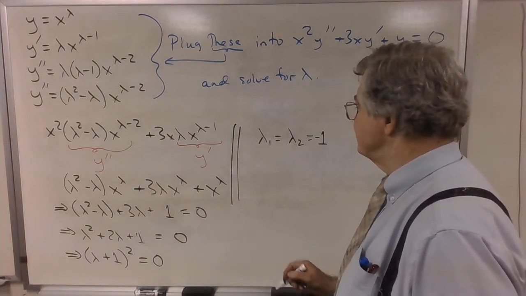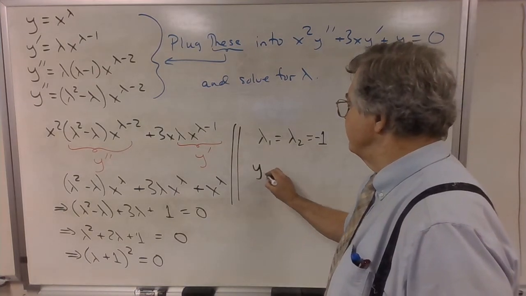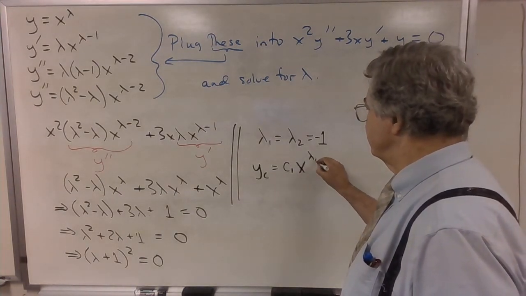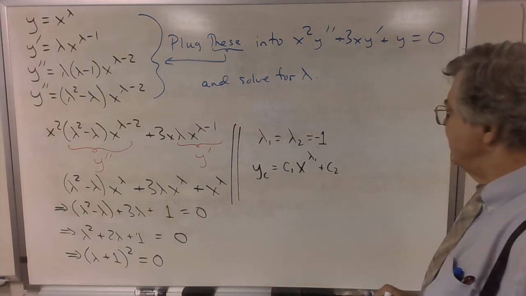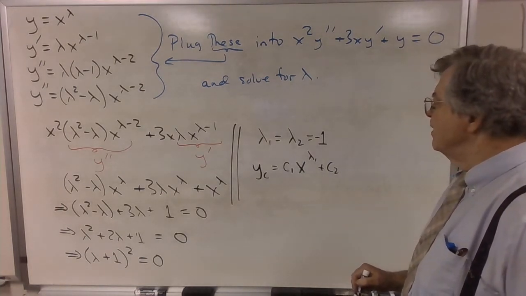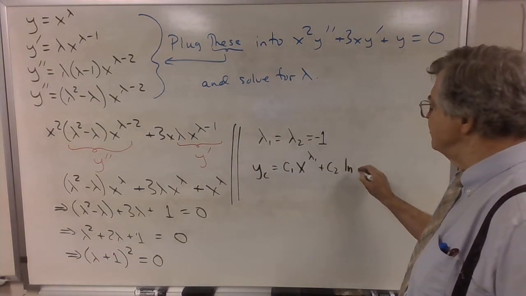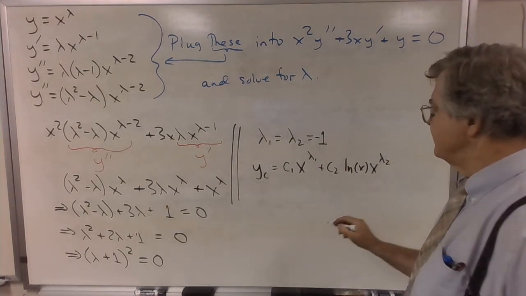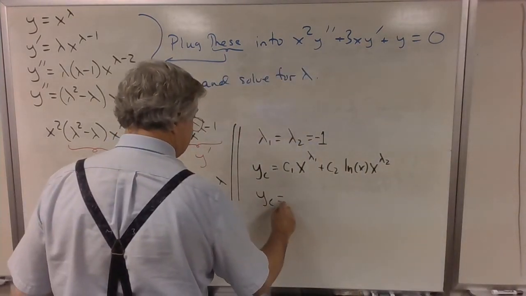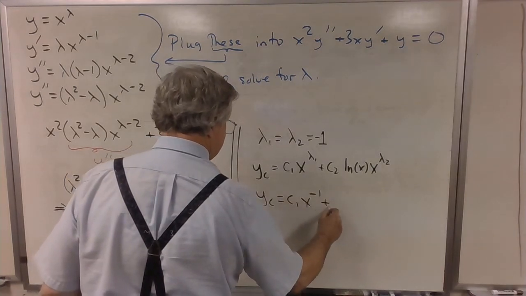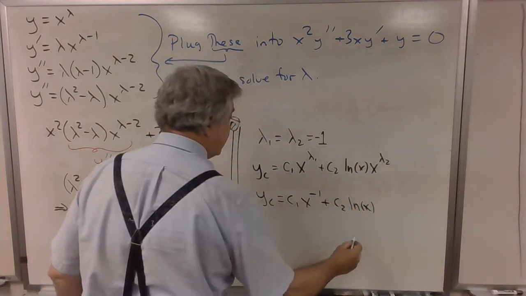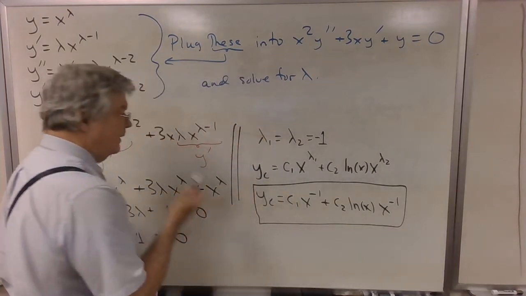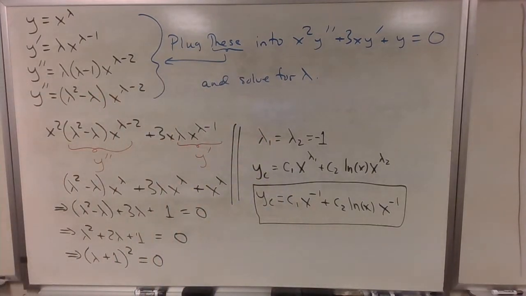So when we have a double root, we multiply the second term by natural log of x to get our independent solution. So that is our complementary solution.